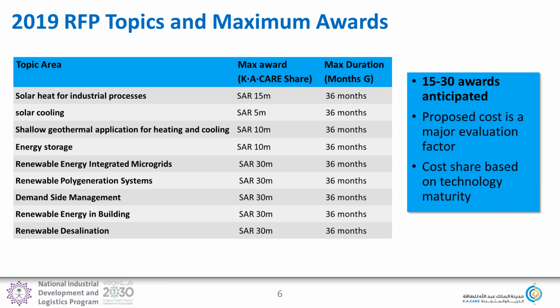It's very important to tell you that this is not like one award per topic. In fact, we hope to make multiple awards in every topic. We reserve the right to make no awards if we don't receive any good proposals, but we could make 3 or 4 or even 5 awards in some of these areas if we receive a sufficient number of well thought out, well justified proposals. The cost share, I'm going to go into that on the next slide. The cost share is really based on technical maturity.